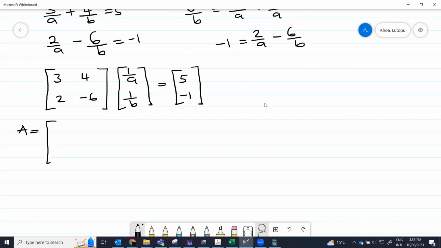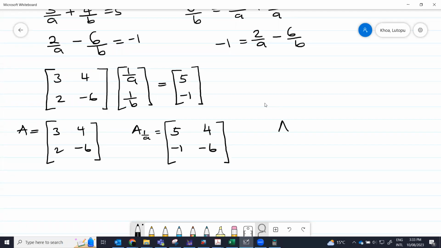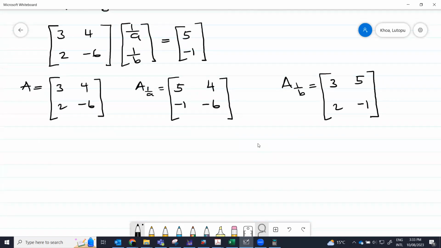We have A, we have 3, 2, 4, minus 6. Then we have A, 1 over a. Instead of 3, 2, you write 5, minus 1. Then we have 4, minus 6. And then A, 1 over b. It's 3, 2, and instead of 4, minus 6, we put 5, minus 1. Okay, then you find the determinants of each of these matrices.